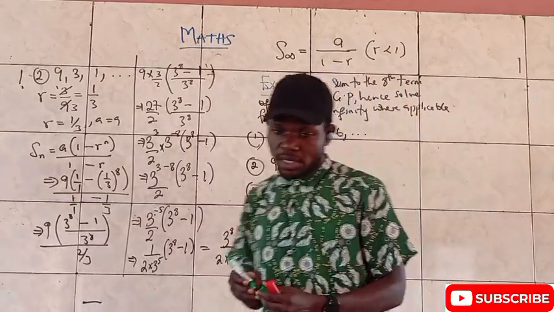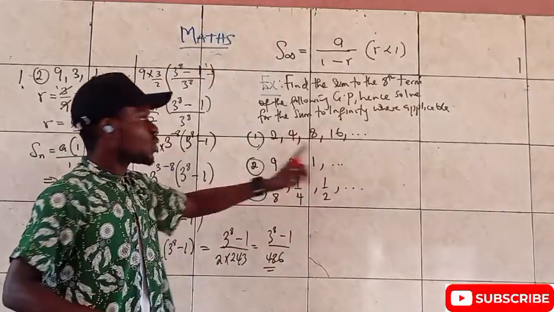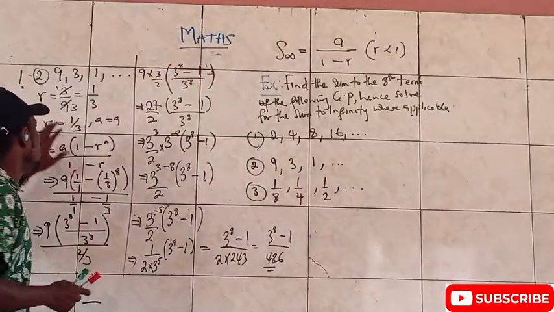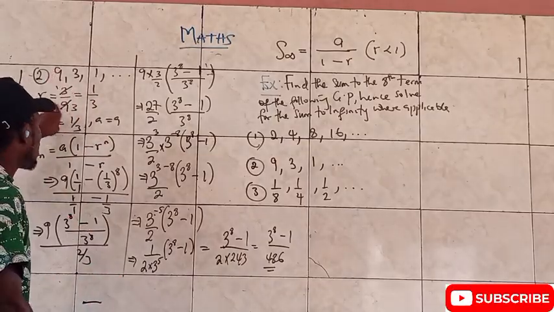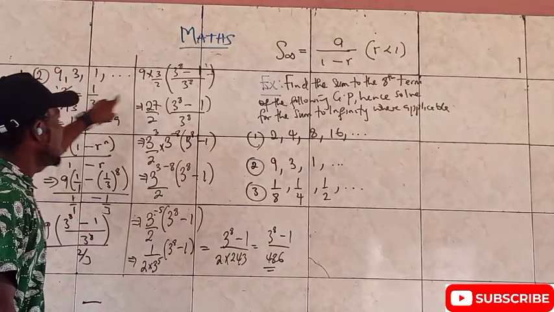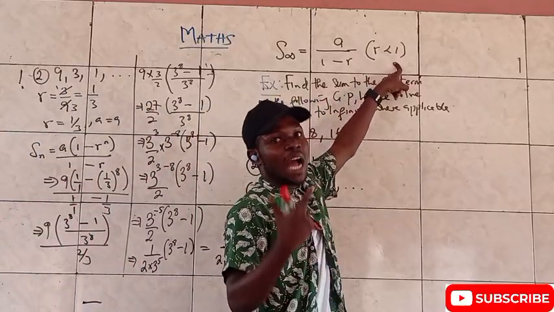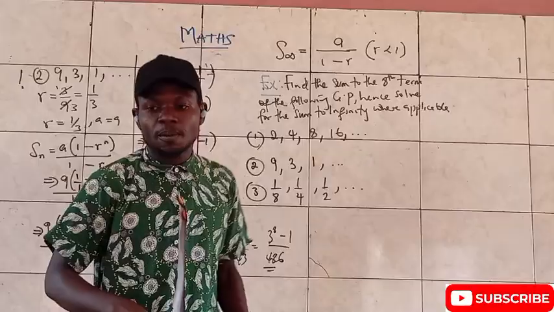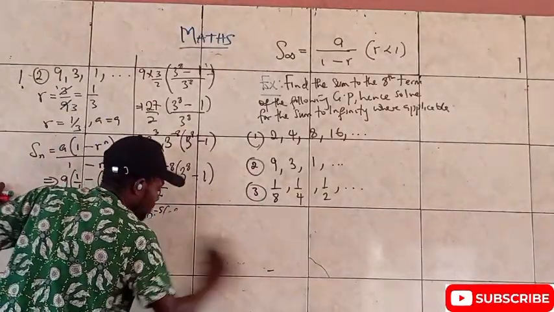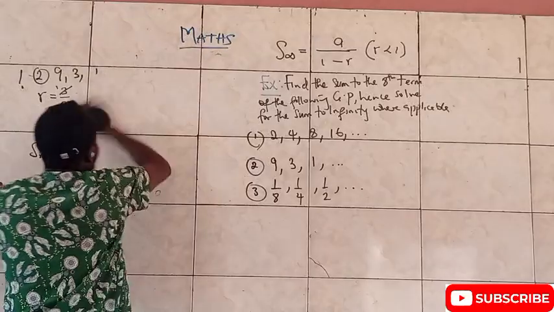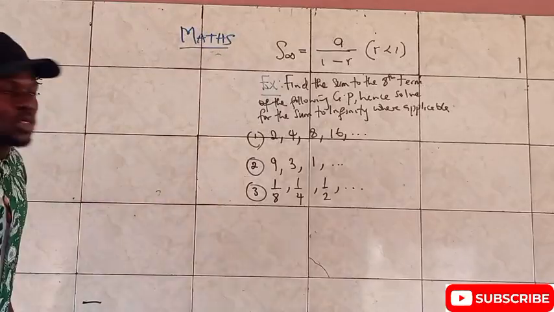But the next question now is, is this applicable to sum to infinity? Can we solve for the sum to infinity of this progression? Can we? Yes, we can. Because our common ratio is 1/3, which is less than 1. So it is applicable. If that is the case, I just need to bring this part of the board so that I can explain it better. How do I get the sum?